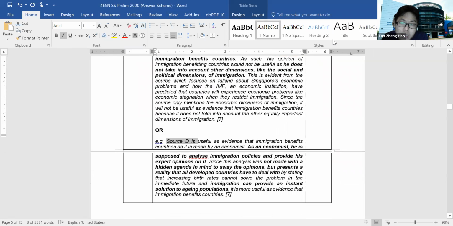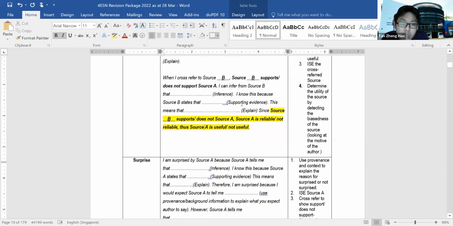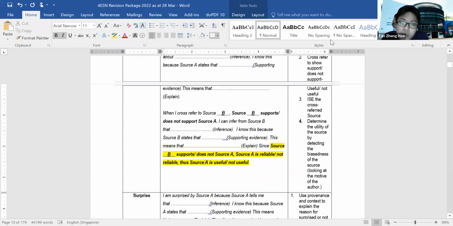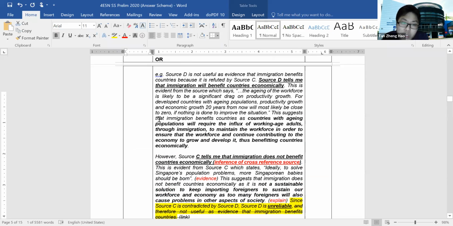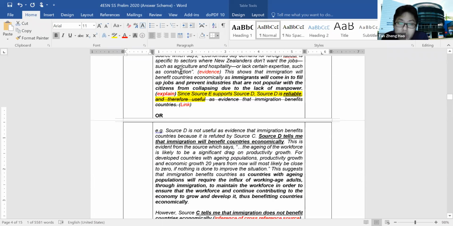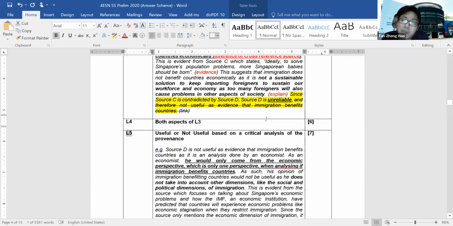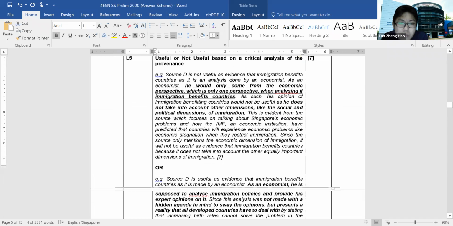Let's see whether there's a template I can show you first. No, the template doesn't show here, because usually this last part is the highest level. You'll notice that if I analyze the provenance, it's worth more marks. It's a higher level, level 5, compared to doing usefulness, which is level 3, a lower level. Sometimes they want you to do both, but frankly speaking, you won't have time, so don't bother. Let's look at what this person said.